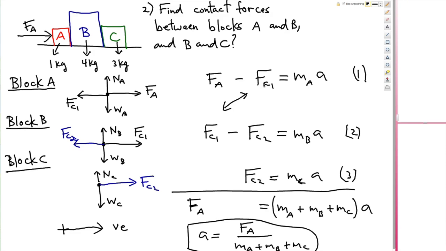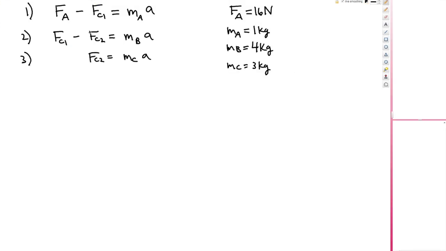So let's go to the next page and do some of the math. The contact forces, we know the acceleration. If we substitute our expression for the acceleration into equation 3, what we get is our contact force number 2. So FC2 is simply equal to the mass of block C times our acceleration, which, remember from the other page, was our applied force divided by the total mass, which is MA plus MB plus MC. Okay, so here's our expression for the contact force, the magnitude of the contact force between blocks B and C.